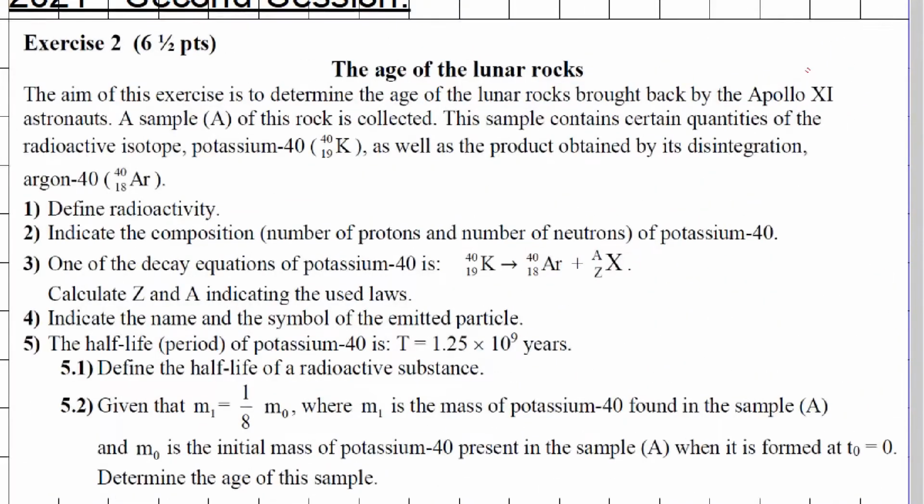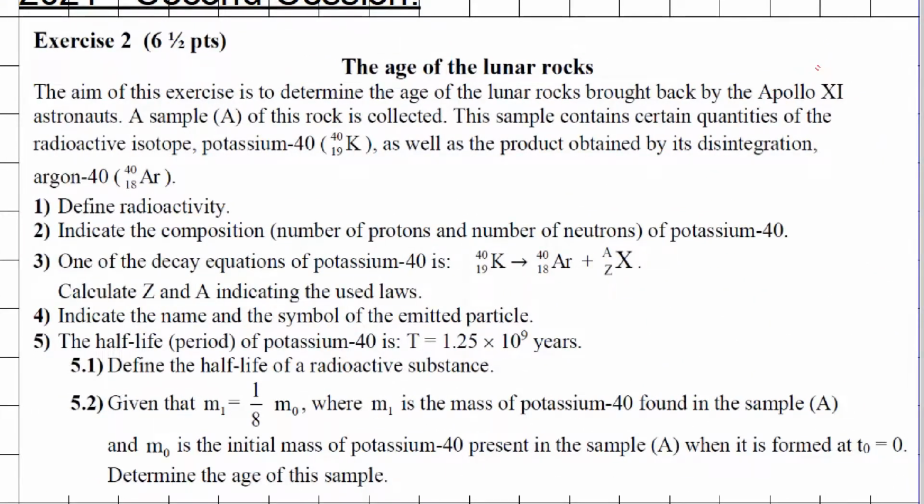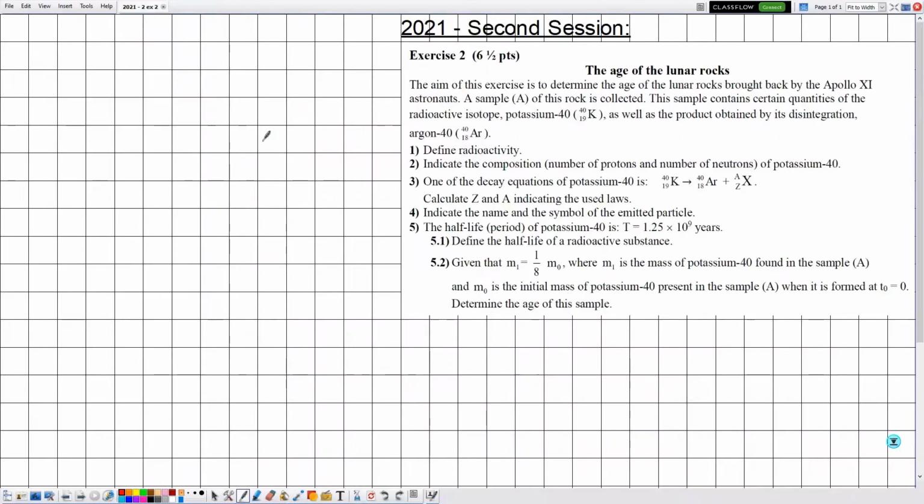Now the title of this exercise is the age of the lunar rocks. The aim of this exercise is to determine the age of the lunar rocks brought back by the Apollo 11 astronauts. A sample A of this rock is collected. This sample contains certain quantities of the radioactive isotope potassium-40, and this is the symbol of this nucleus, as well as the product obtained by its disintegration, which is argon-40, and this is the symbol. Now, let's start by number 1.